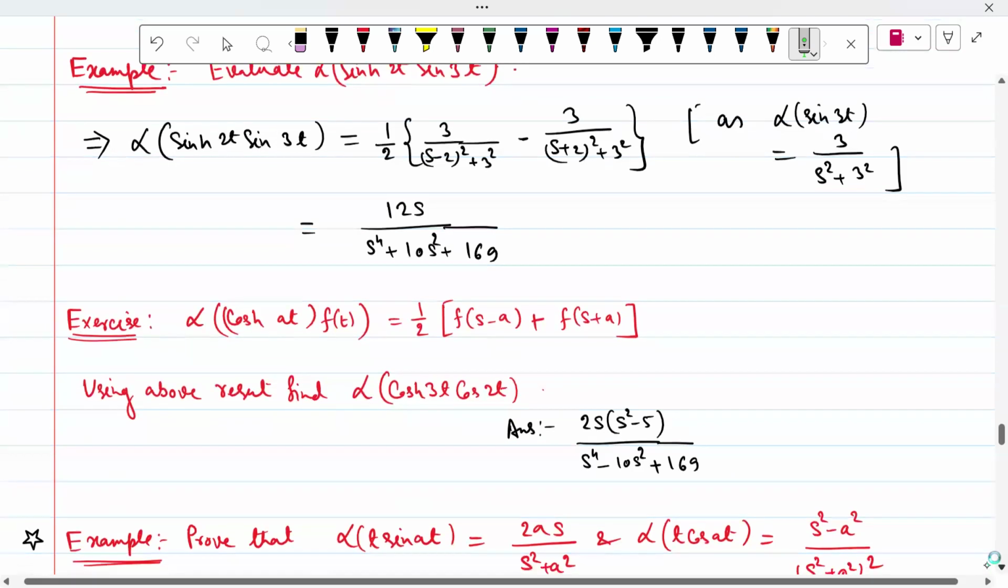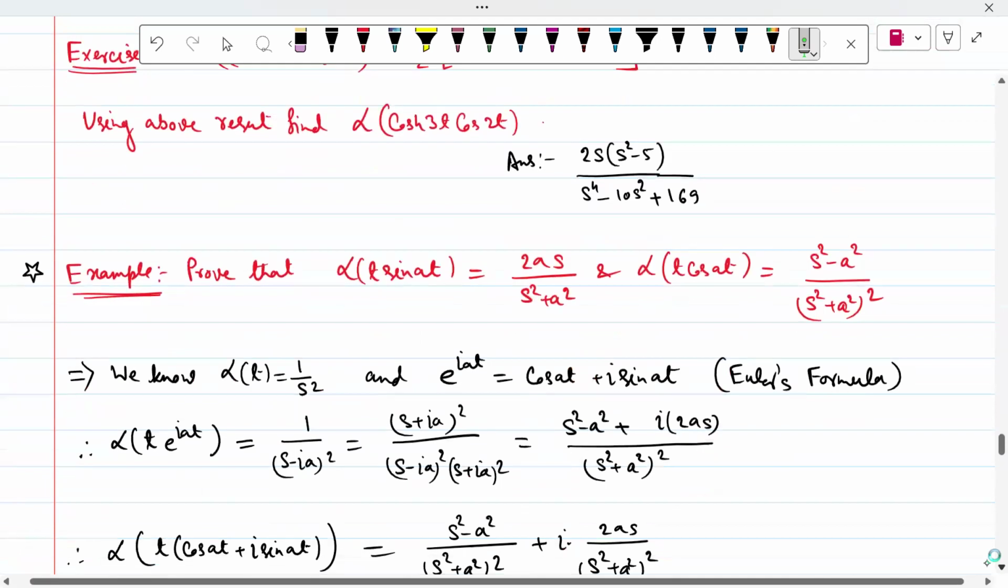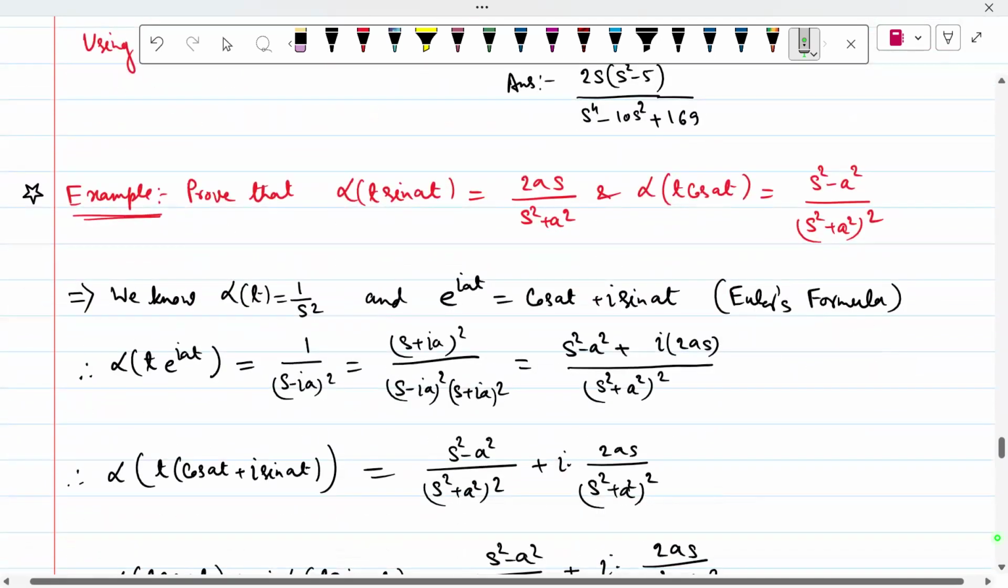Now again, a very important example. The Laplace transform of t sine at is given by 2as by (s square plus a square) whole square, and the Laplace transform of t cos at is given by (s square minus a square) by (s square plus a square) whole square. So here also there will be a whole square in the denominator. For this we use Euler's formula.